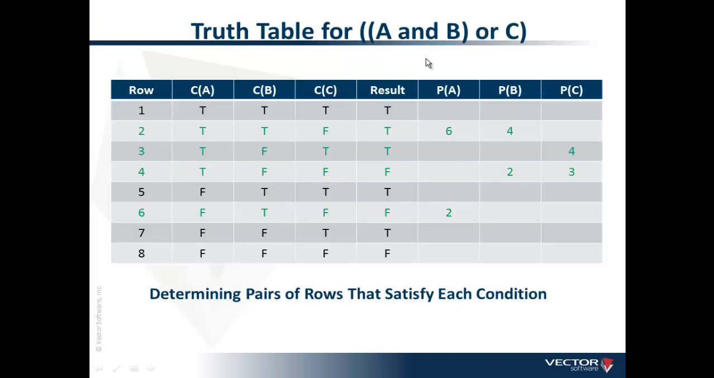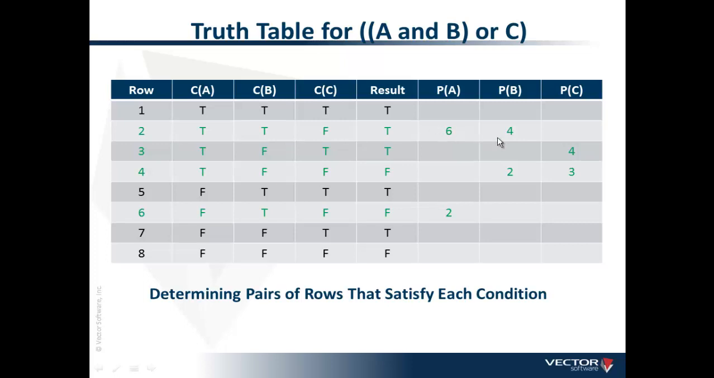Let's take a look at an example truth table for the decision A and B, or C. What we need to do is find a pair of rows for each condition that meet the MCDC requirements. Let's first look at condition A. We found that rows 6 and 2 should meet those requirements for A, and that is because the condition changes. It went from a true to a false. Also, the result changes. It goes from a true to a false, while the conditions for B and C have remained the same. So this is our pair of rows for A.